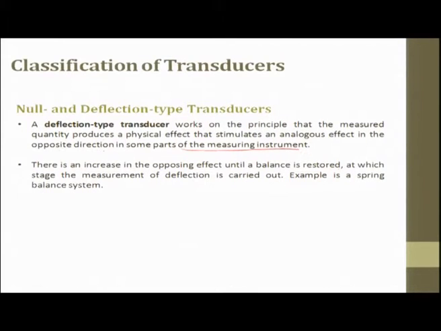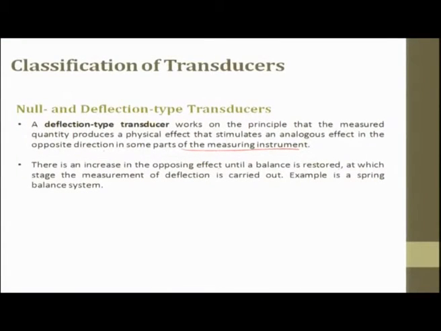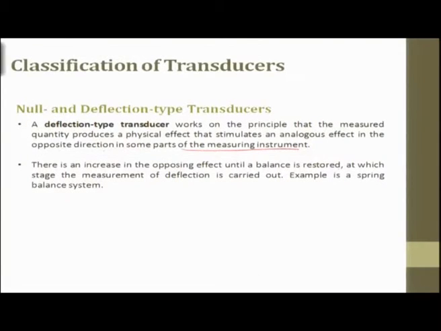So, what happens in a spring balance is that it is always in the zero position. We put a weight on it. The moment you put a weight on it, the spring tries to stretch. So, there is an increase in the opposing effect, because normally it will be in a compressed position. Once you put a weight, it is in an extended position, the opposite effect, until a balance is restored, at which stage the measurement of deflection is carried out. So, whatever load you apply, you see the displacement happening. The simple example of this deflection type transducer is a spring balance.